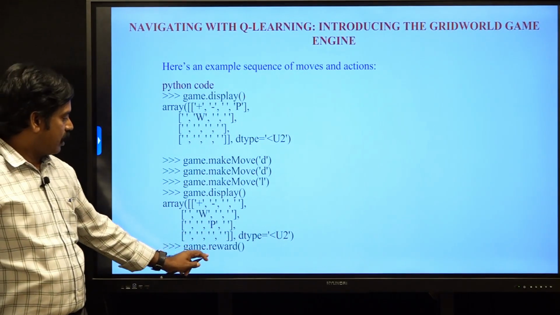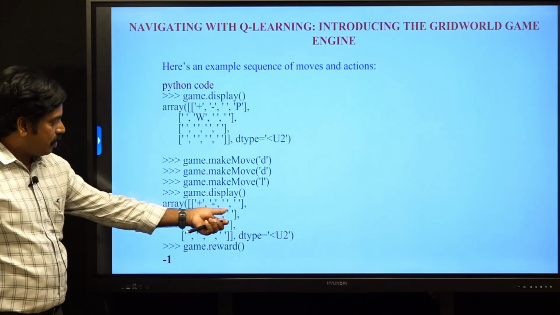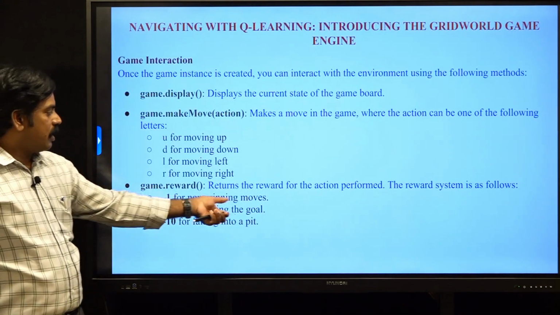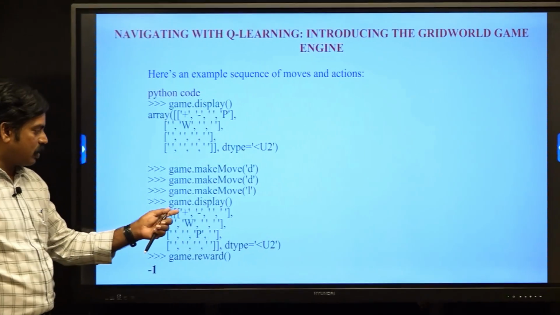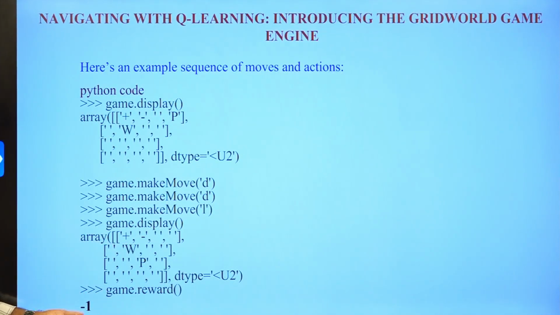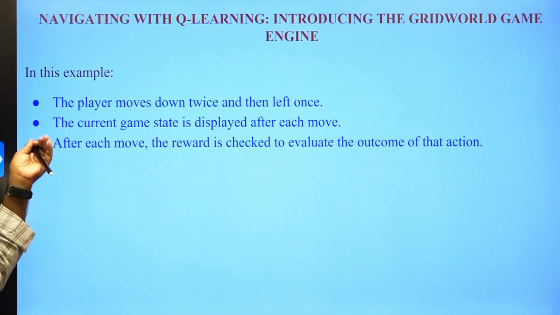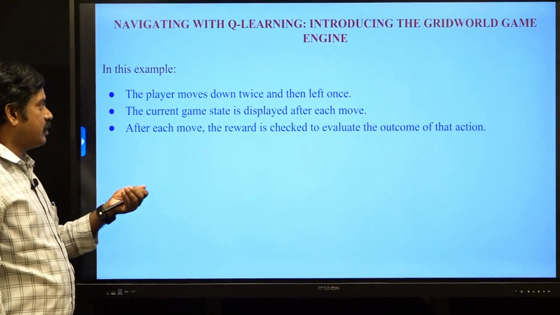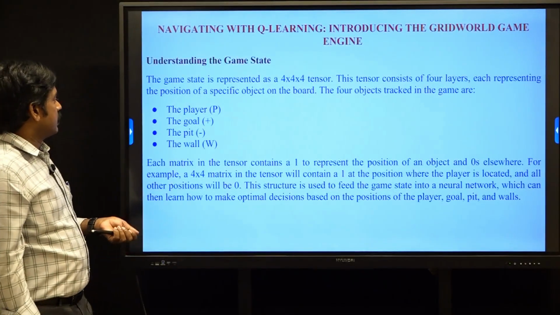Last, we apply game.reward. The game reward is displayed as -1. So the player moved here, and it is -1 for non-winning moves. Here all are non-winning moves. If you have reached the plus, that is the winning move. Remaining all are non-winning moves. That's why the reward is -1. So in this example, the player moved downwards 2 times and next moved to the left side, so it got the -1 for a non-winning move.